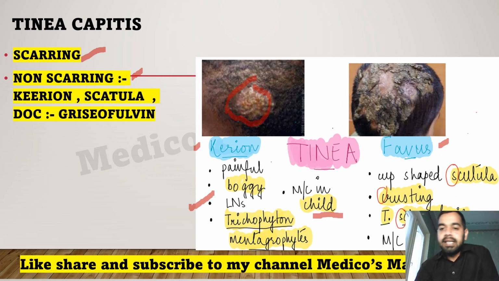This condition is most commonly seen in children. Favus: here you can see cup shaped scutula or cup shaped hair loss, and the important feature here is crusting. The causing agent here is Trichophyton schoenleinii, and it is most commonly seen in adults.